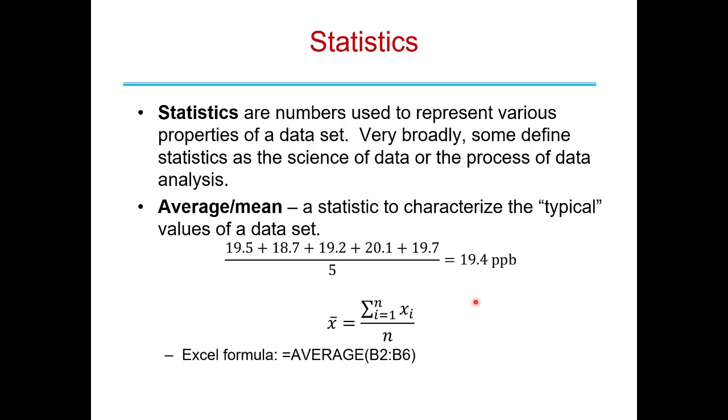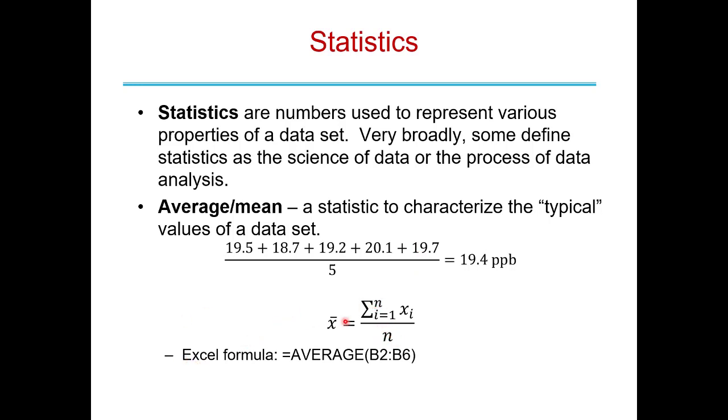to x sub i, with i equals n, so x sub n. Okay, so that's kind of what that means. So this number right here, we could call that x subscript 1. The second number would be x subscript 2. And we would go up to x subscript 5, which is the 19.7 data point. And we just divide by n, the number of data points.